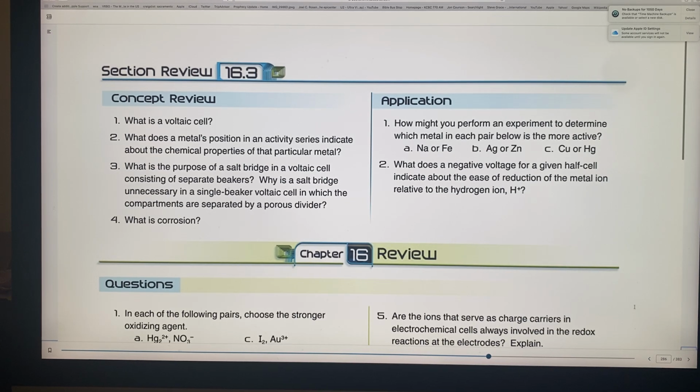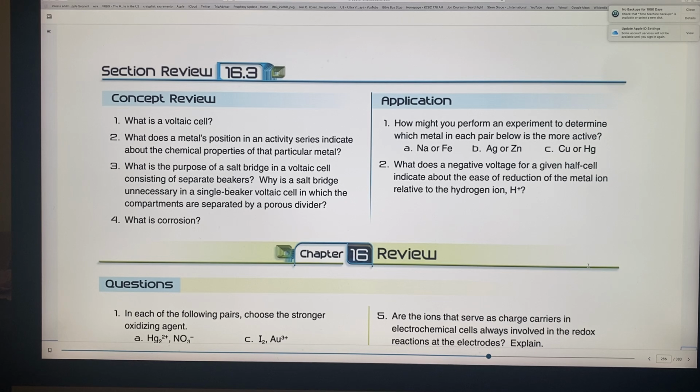I'm not going to do the whole review, but I'm just going to go over the review in this section, where the first question is, what is a voltaic cell? Well, we know that. It's a device that converts the chemical potential energy of spontaneous redox reactions to electrical energy. So it's basically bringing forth this energy, with that separation forcing electrons through a wire.